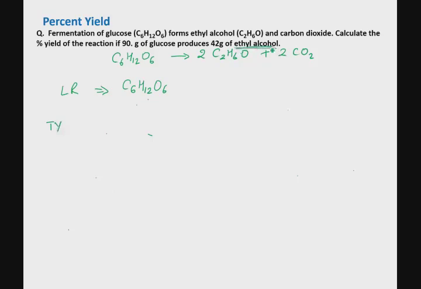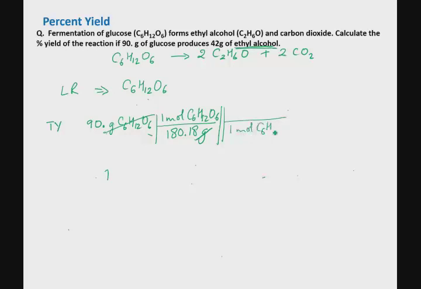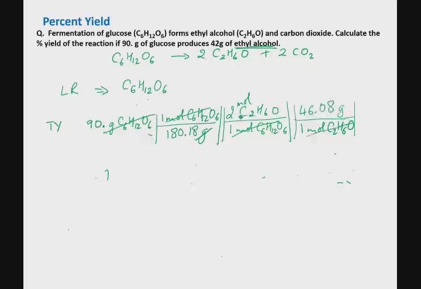So the next step is for us to figure out the theoretical yield of the product, and in this case the product we are concerned with is ethyl alcohol, meaning we need to convert 90 point, please note the number of significant figures, grams of C6H12O6 to grams of ethyl alcohol. The first step is to convert mass of C6H12O6 to moles using molar mass, and then moles of C6H12O6 can be converted to moles of C2H6O using the balanced equation, and those moles can be converted into grams of C2H6O using the molar mass of ethyl alcohol, which is 46.08 grams.